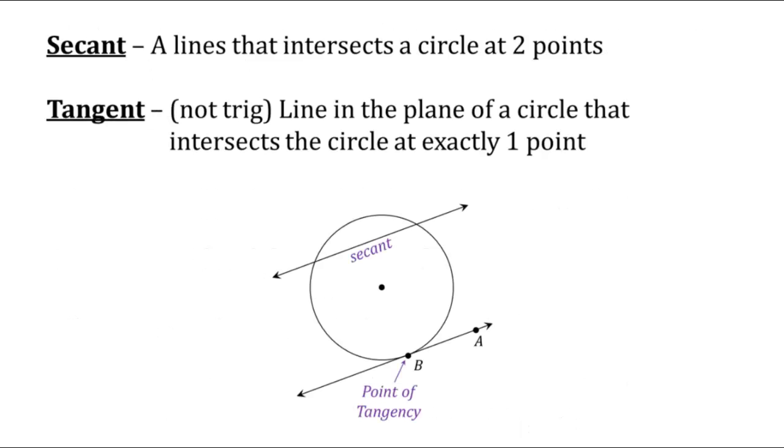So here I drew a picture of a circle, and as we can see, the secant goes through the circle and touches at exactly 2 points, whereas the tangent only touches at point B. So here we have line AB that is tangent to my circle at the point of tangency B. The point of tangency is that single point that touches the circle.